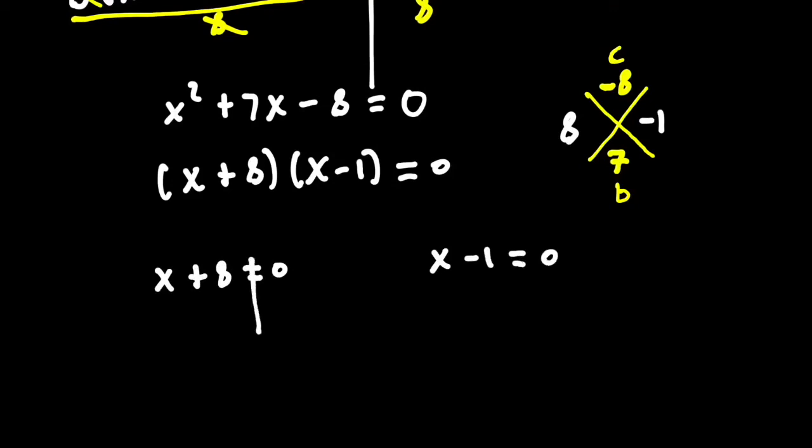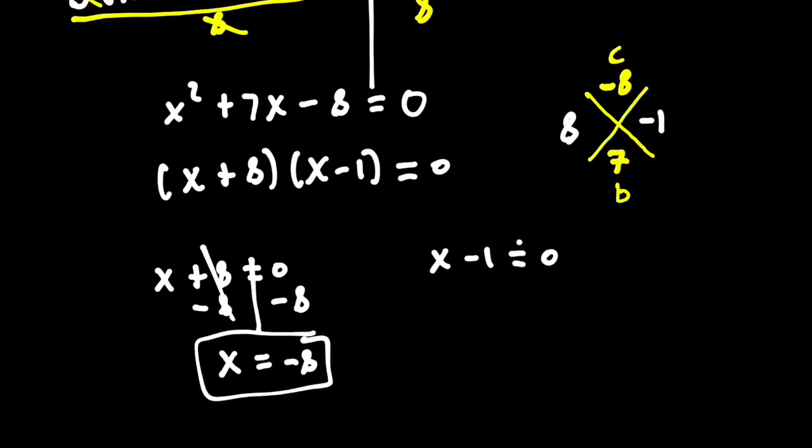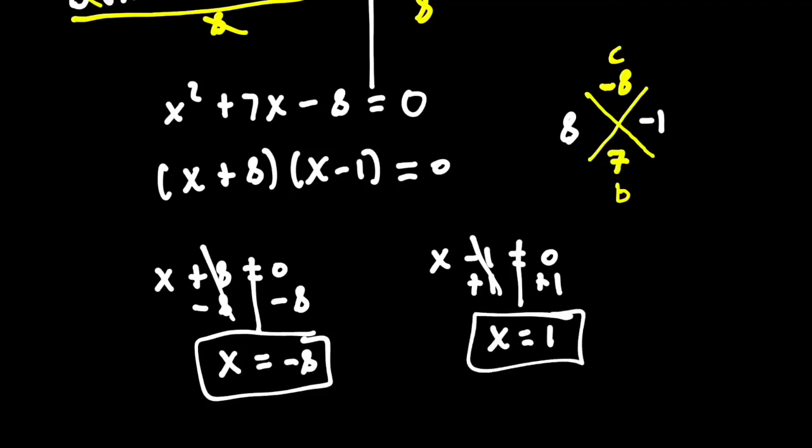Solving these two equations, beginning with the one on the left, I can isolate x by subtracting 8 on both sides. And I get that x is going to be, well, 0 minus 8 is negative 8. That's the first solution. And the second solution, I can isolate x here by adding 1 to both sides. And I get that x is going to equal 1. And those are my two solutions.